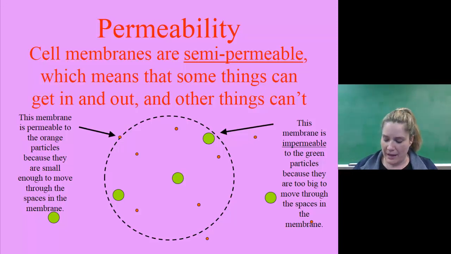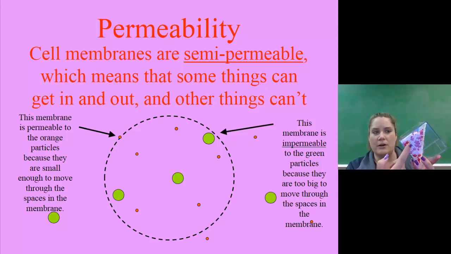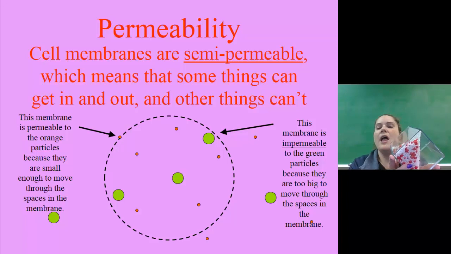Now I have a cool little model here to show you the same idea. So here we have two different particle sizes on the membrane, and we have a high concentration on this side of the membrane and a low concentration on this side, for both of them. So we have a high concentration of the red molecules here, and a high concentration of the white molecules here. We have a low concentration of both the red and the white molecules here.